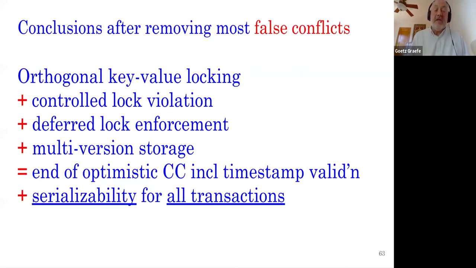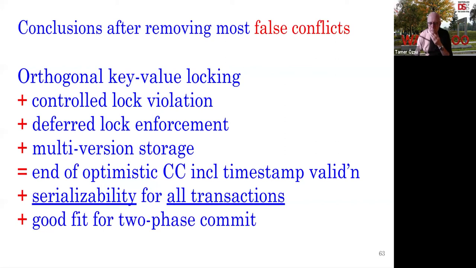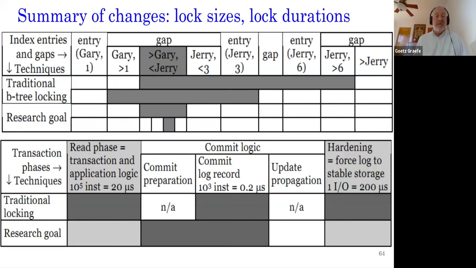The way systems work today is not like this. Actually, DB2, Oracle, and SQL Server all ship by default with an isolation level that is substantially weaker than equivalent to serial execution. And finally, all these techniques are good fits for two-phase commit. So that's also very nice because most systems nowadays are scalable systems.